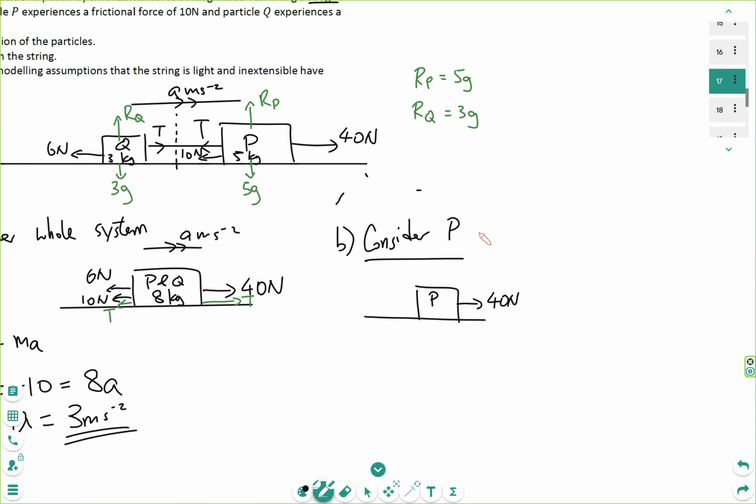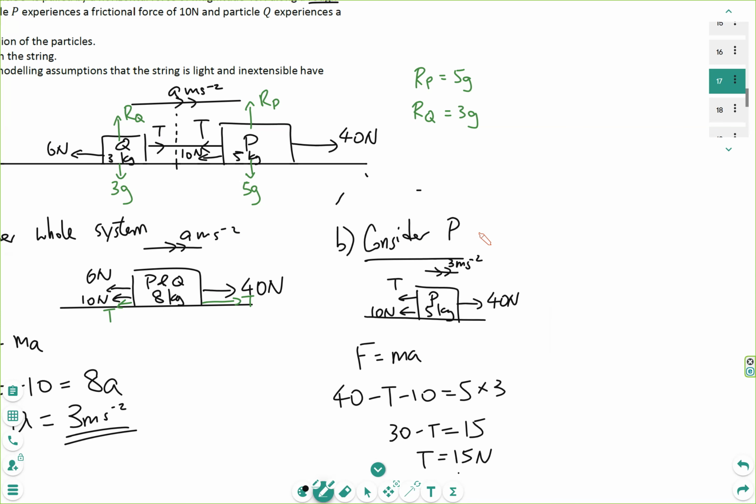We've got 40 Newton. We've got tension pulling backwards. We've got 10 Newton pulling backwards. We know we're moving at 3 meters per second squared now. So F equals ma in the x direction towards the right: 40 minus T minus 10 equals the mass 5 kilogram times 3. So 30 minus T equals 15. If you rearrange it, T equals 15 Newton.